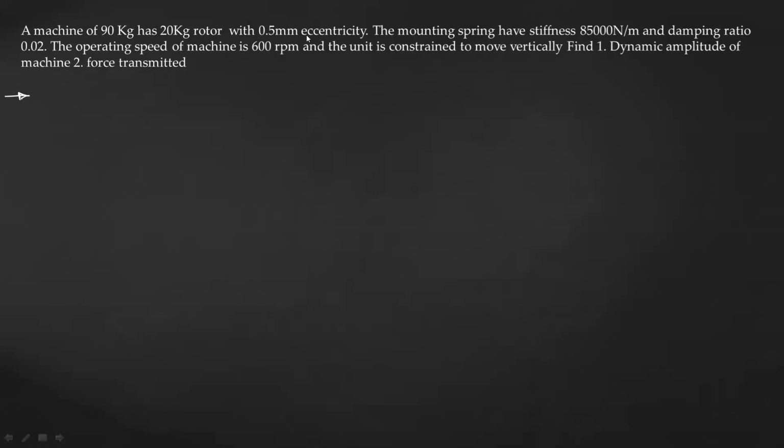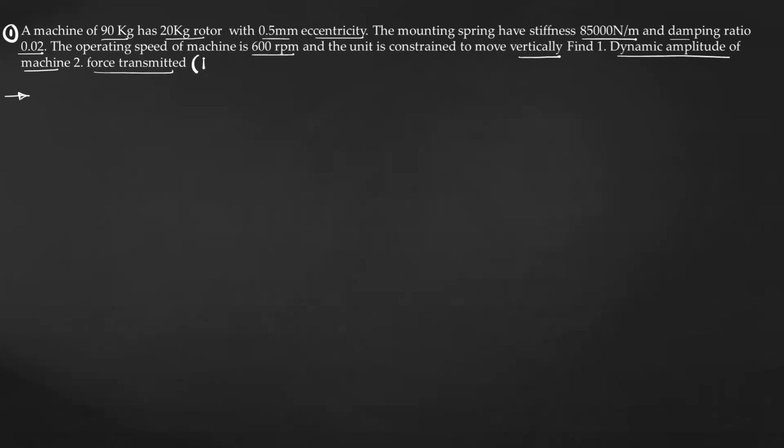So, this is the first problem. A machine of 90 kg has a 20 kg rotor with 0.5 millimeter eccentricity. The mounting springs have stiffness 85,000 Newton per meter and the damping ratio is 0.02. The operating speed of the machine is 600 RPM and the unit is constrained to move only in the vertical direction. So find the dynamic amplitude of the machine and the force transmitted.